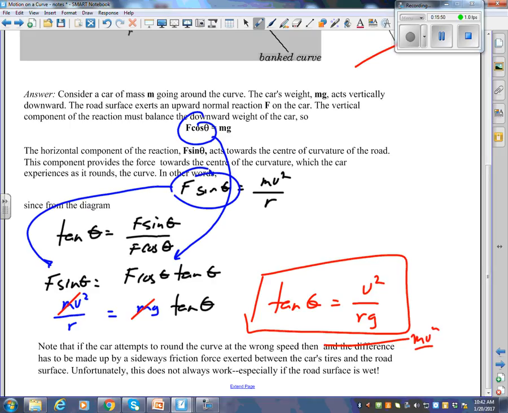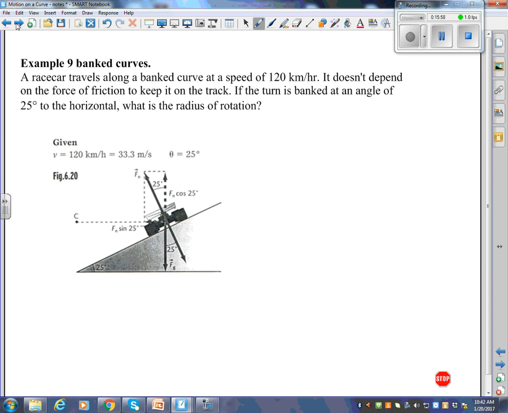mv squared over r is not equal to mg tan theta. All right? Ready for the example? Because now that I've done the formal derivation, it's not actually that hard at all, is it?